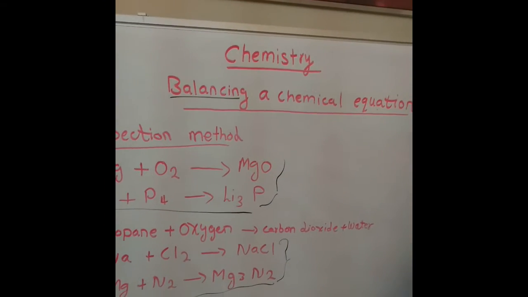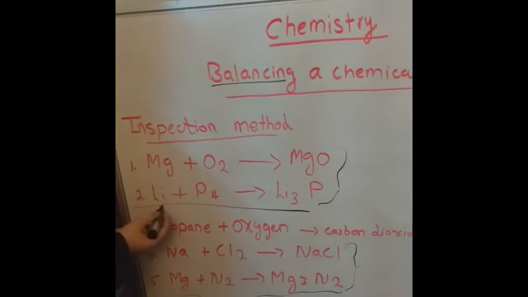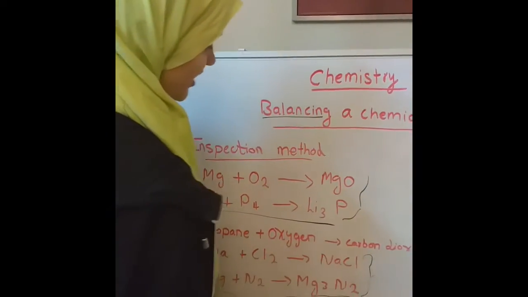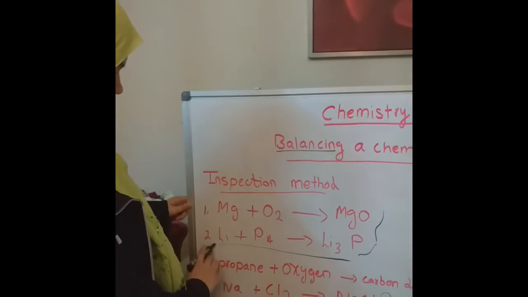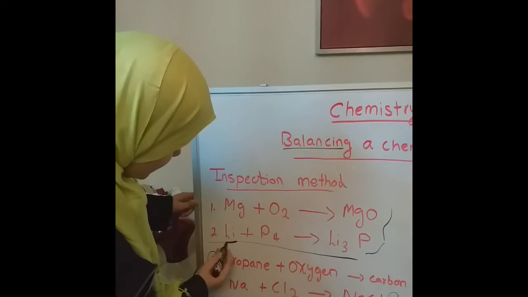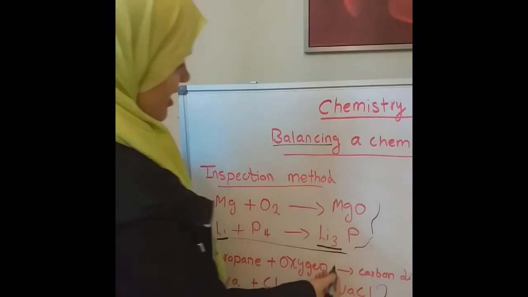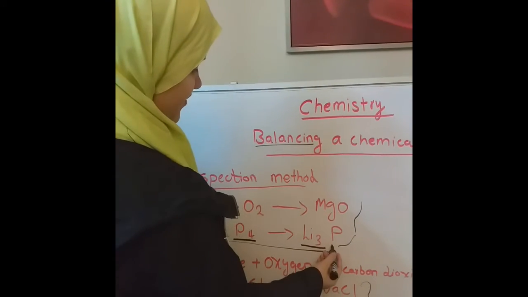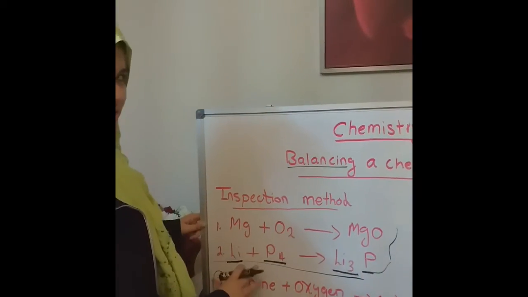The second example says lithium plus phosphorus is equal to lithium phosphorus. That means here it is not balanced, because for lithium the subscript here is nothing. Can you see? The subscript here is nothing, but in the products the subscript of lithium is 3, and the subscript for phosphorus is 4. But for the phosphorus in the products there is also nothing. That means we will make it balanced.